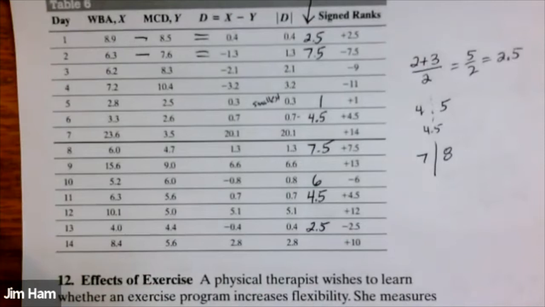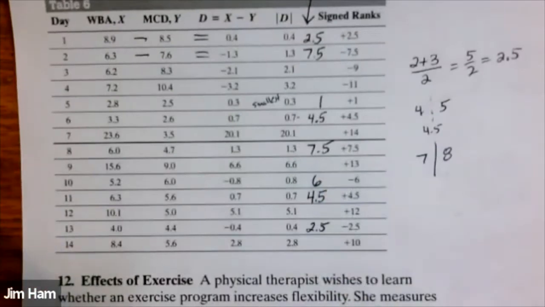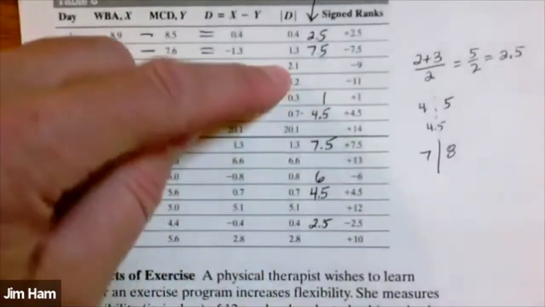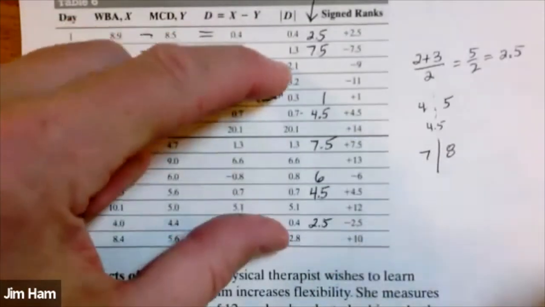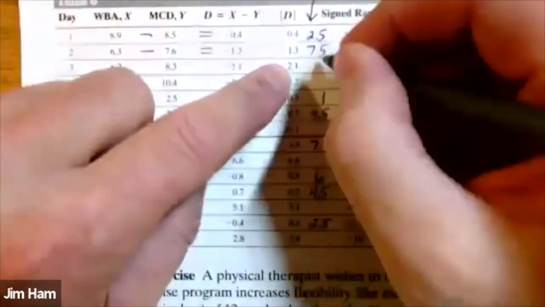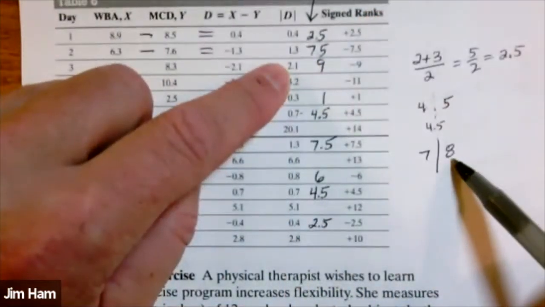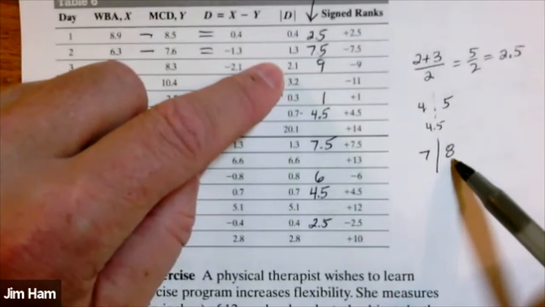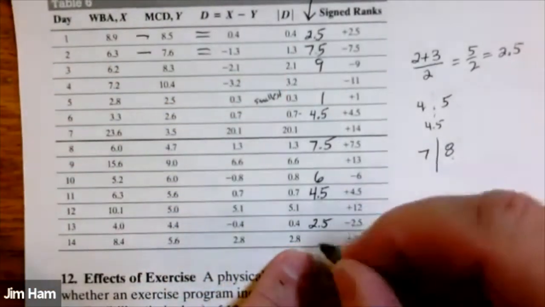So after 1.3, any more 1 points? No. So here's a 2.1, anything less than that? No. So 2.1 would get the ranking of 9. We've already assigned up through 8. And after 2.1, 2.8 is the next one, so it gets the ranking of 10.